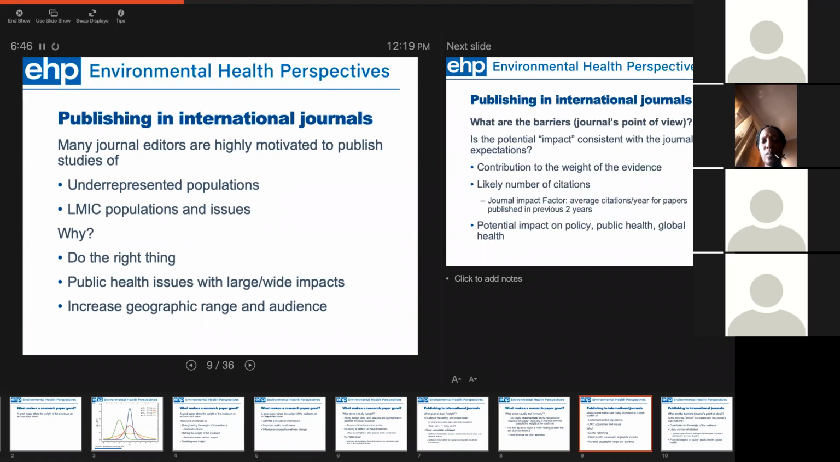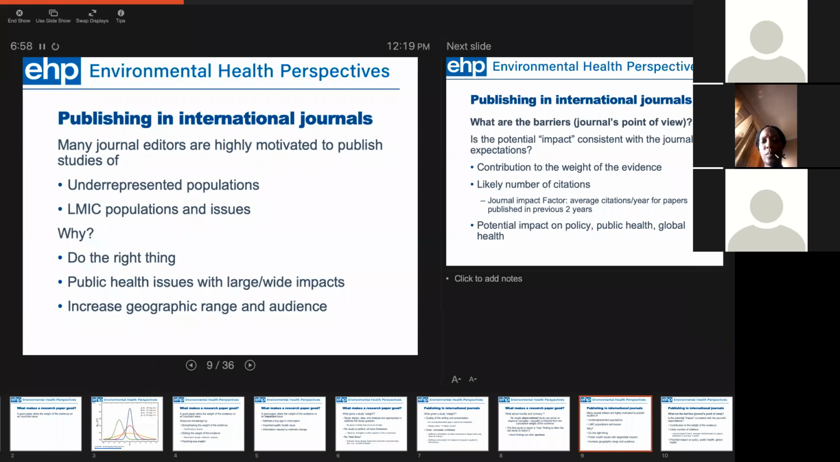Okay, so that's just a really brief overview of what makes a paper good, and this is something that applies to any paper. And now I'm going to talk a little more specifically about how you can increase your likelihood of publication in an international journal. And the things I'm going to say here are actually also true of any paper.